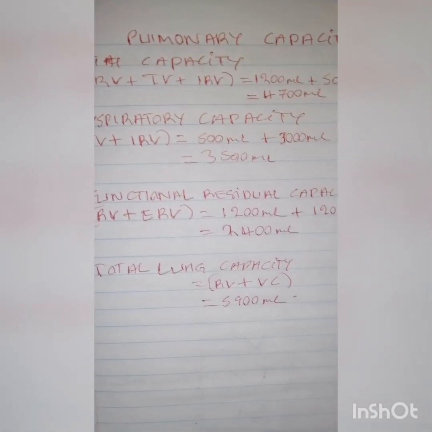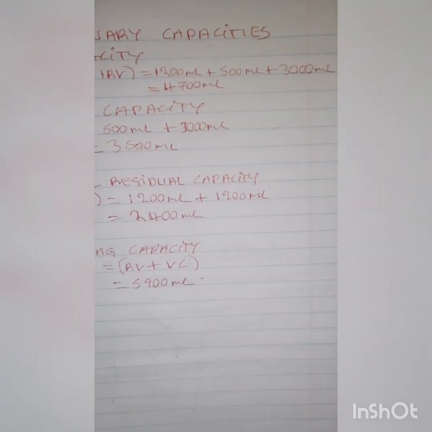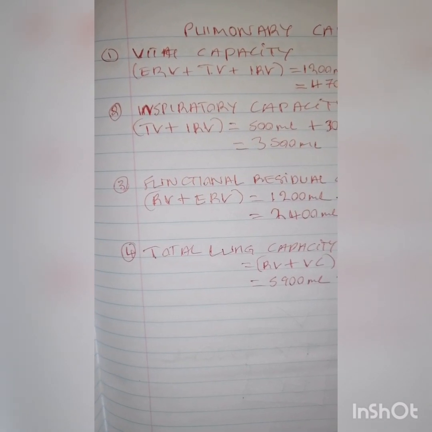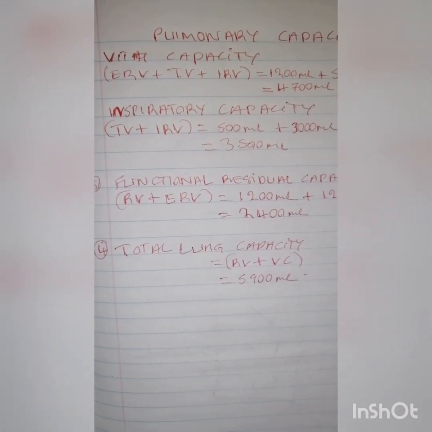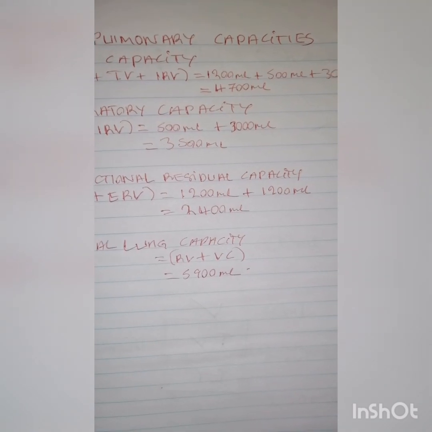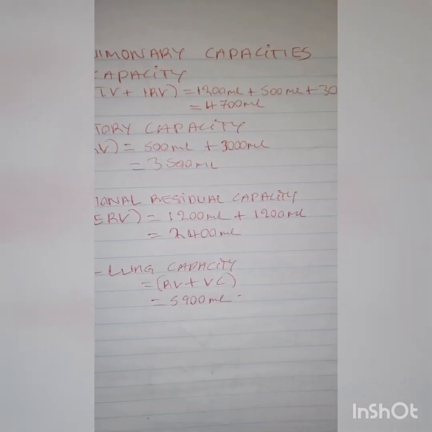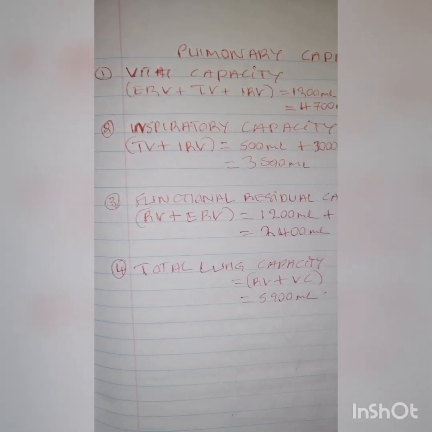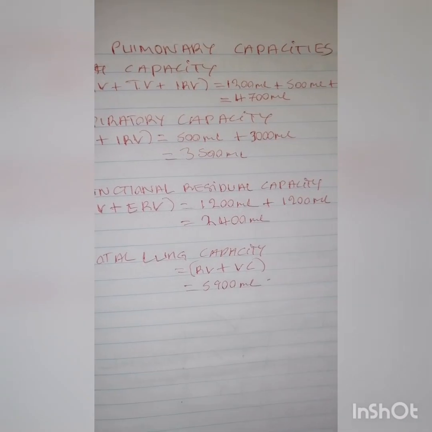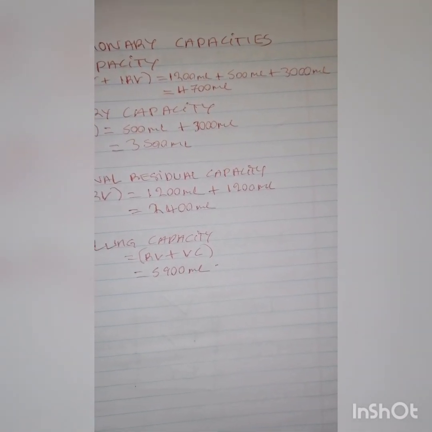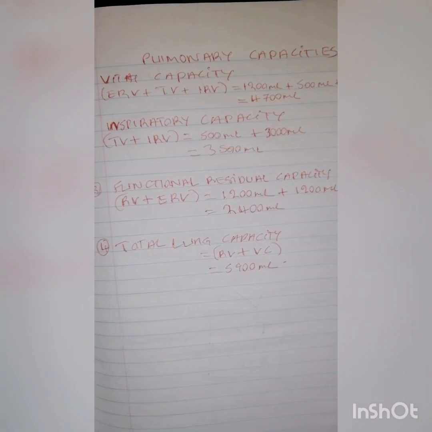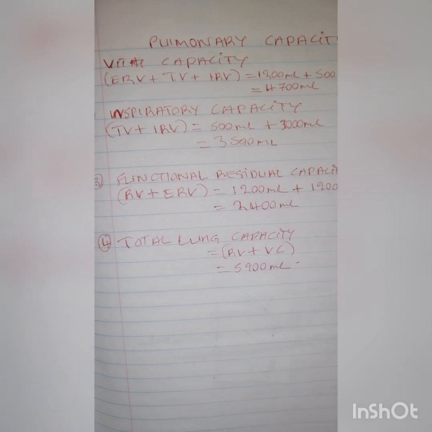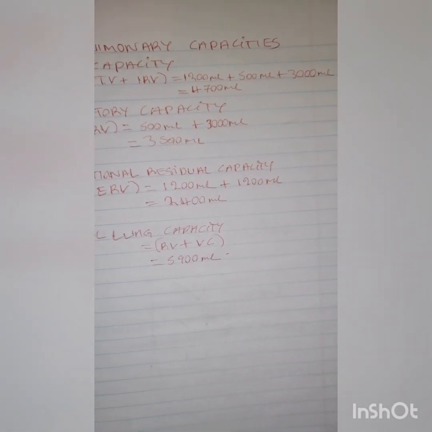With the prerequisite knowledge on pulmonary volumes, we can now calculate our pulmonary capacity, starting with vital capacity, that is expiratory reserve volume plus tidal volume plus inspiratory reserve volume, that gives us 4700 milliliters. Inspiratory capacity is tidal volume plus inspiratory reserve volume, that gives us 3500 milliliters. Functional residual capacity is residual volume plus expiratory reserve volume, that gives us 2400 milliliters. Total lung capacity is residual volume plus vital capacity, that gives us 5900 milliliters.